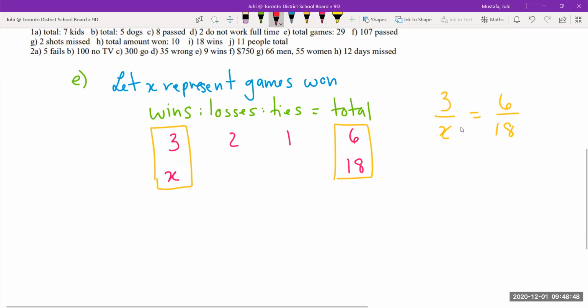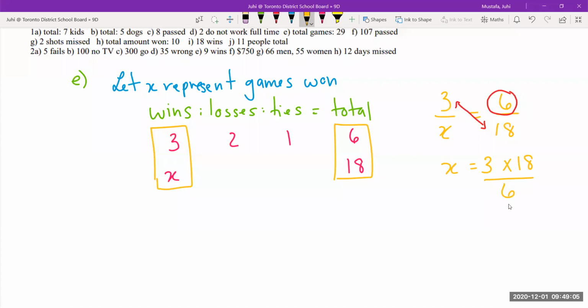Okay, how do we solve a question like this? Well, we're going to multiply the 2 numbers that are across from one another, and we're going to divide by the number that is across from the X. So what is that going to look like? It's going to be X is equal to 3 times 18 divided by 6. Has anyone already done the math for this? What did you guys get when you did this? Makamai?